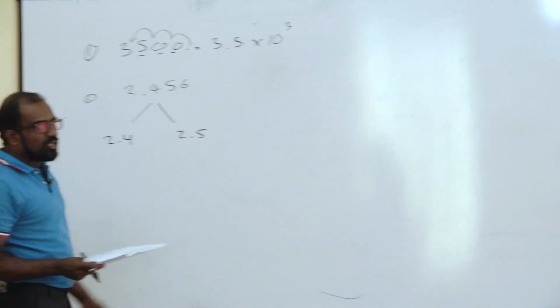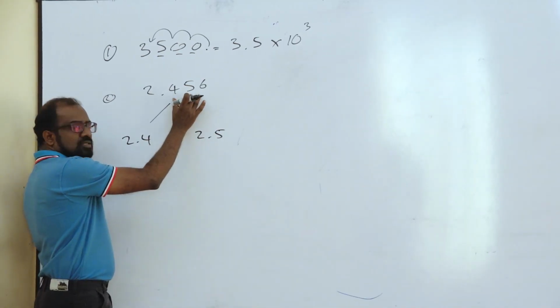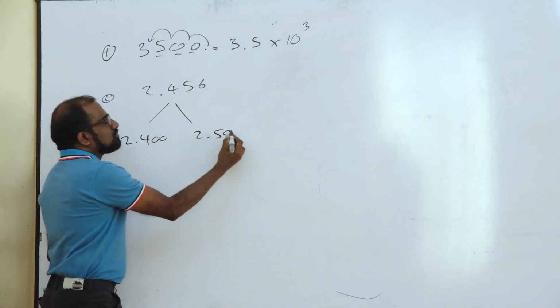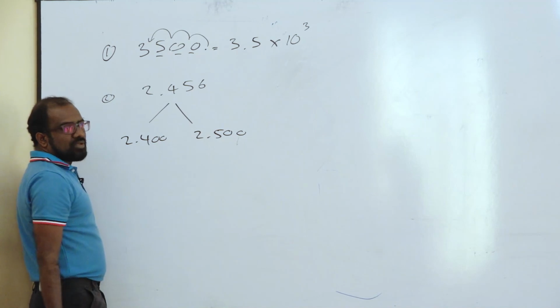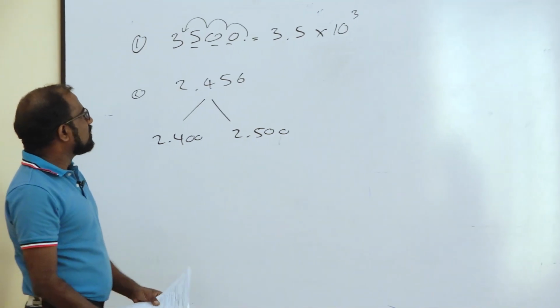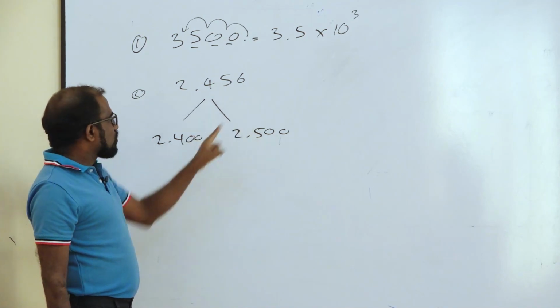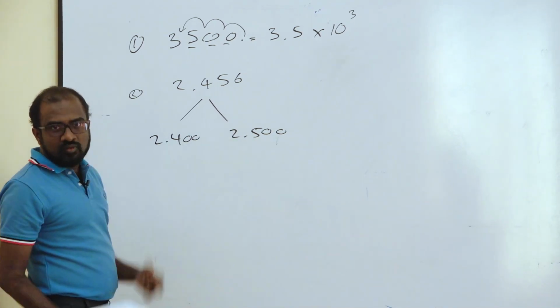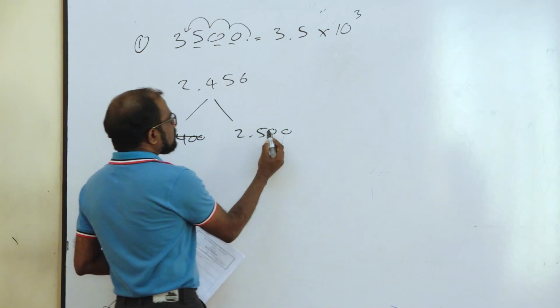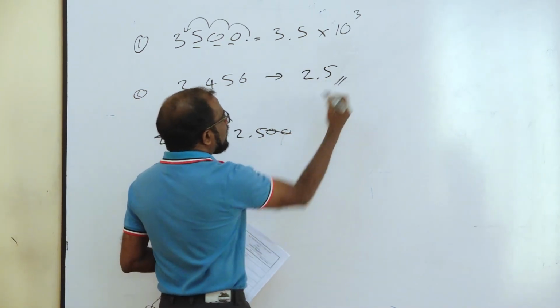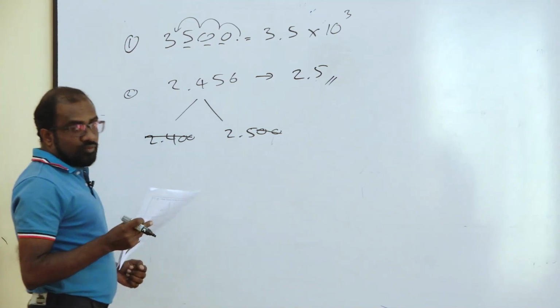Here we have 3 decimal places, and here we have only 1 decimal place. So, make this also 3 decimal places, and you can easily see the answer. 2 point, this is 456. Is it closer to 400 or 500? It's closer to 500. So, what is the answer? 2.456 is closer to 2.5 when you round off to the first decimal place.